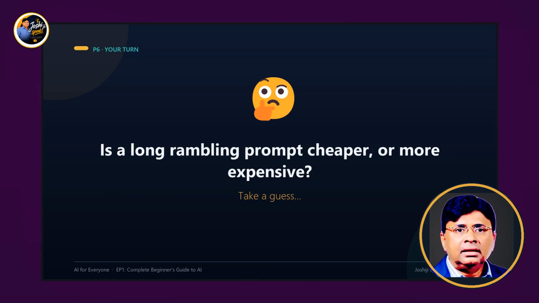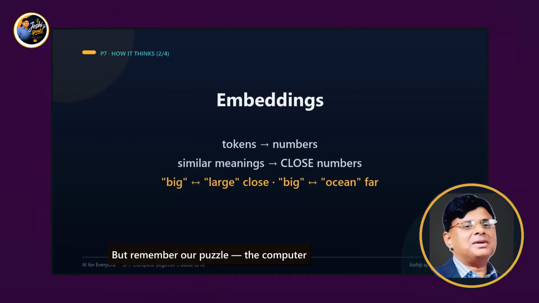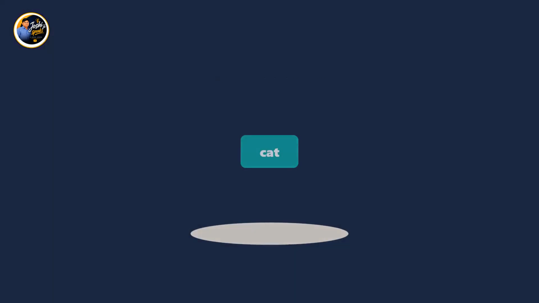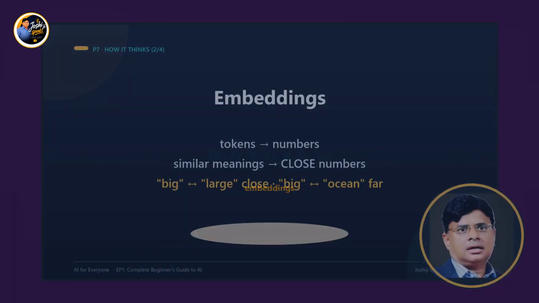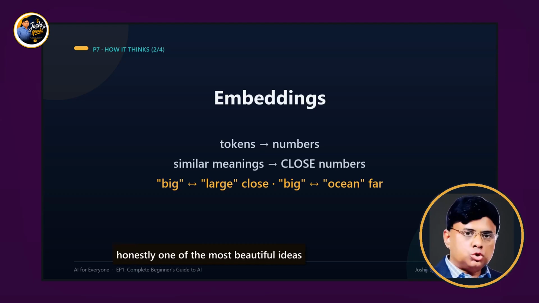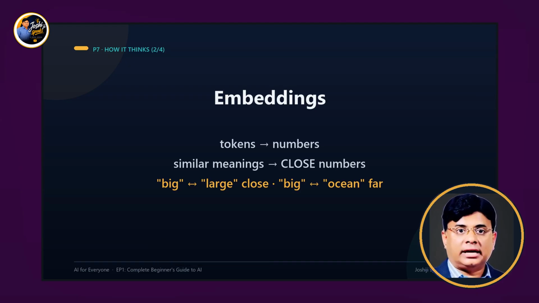Stay with me. We have chopped your sentence into tokens. But remember our puzzle, the computer only works with numbers, not words. So in step 2, it must turn each token into numbers. And this step has a name, embeddings. Now do not let that word scare you. The idea behind it is honestly one of the most beautiful ideas in all of AI, and I want you to really feel it. So let us go very slowly.